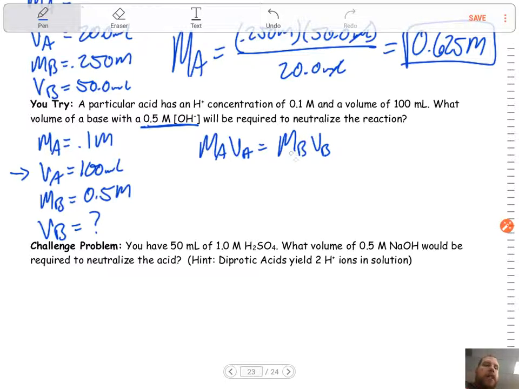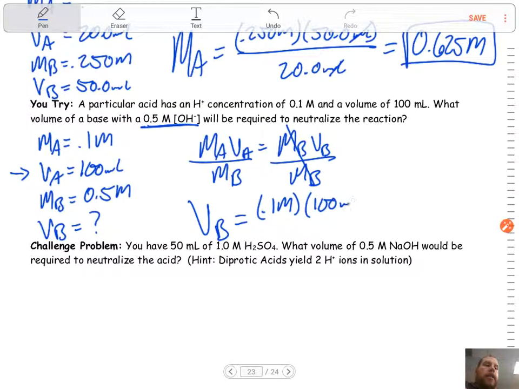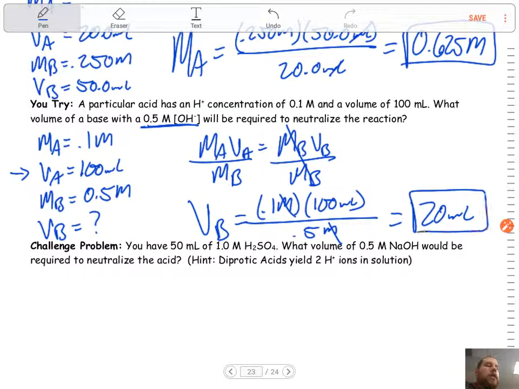So I need to solve for Vb. That means I'm going to divide by the molarity of my base. Vb equals the molarity of my acid, 0.1 molar, times the volume of my acid, 100 milliliters, divided by the molarity of my base, 0.5 molar. Molar is going to cancel out. When I do this math, I should end up with 20 mLs of base as my final answer.